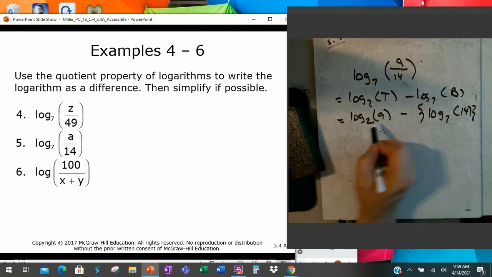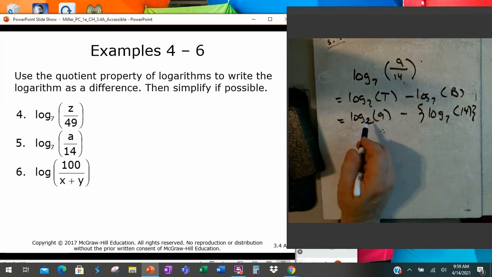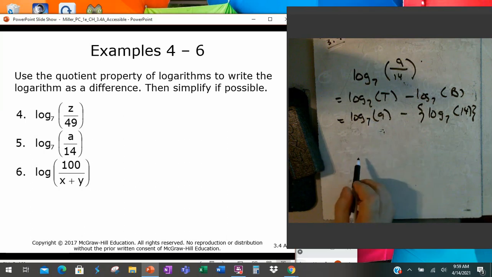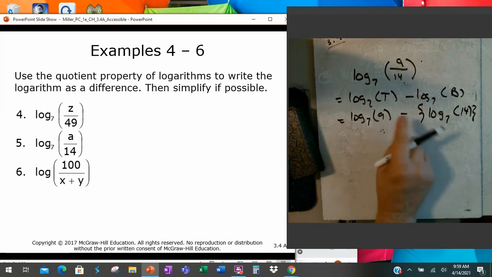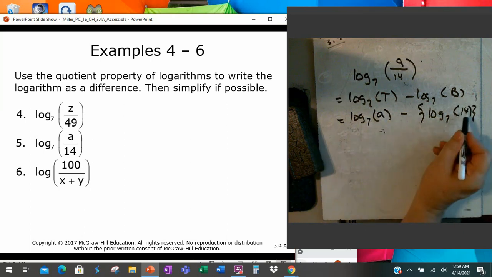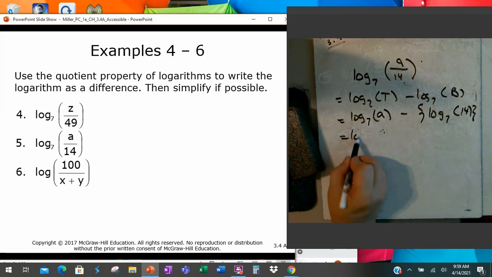So this is a, there's nothing I can do, so I keep this as log base 7 of a. So there's nothing I can do here, but this, is there anything with 7 in here to simplify?